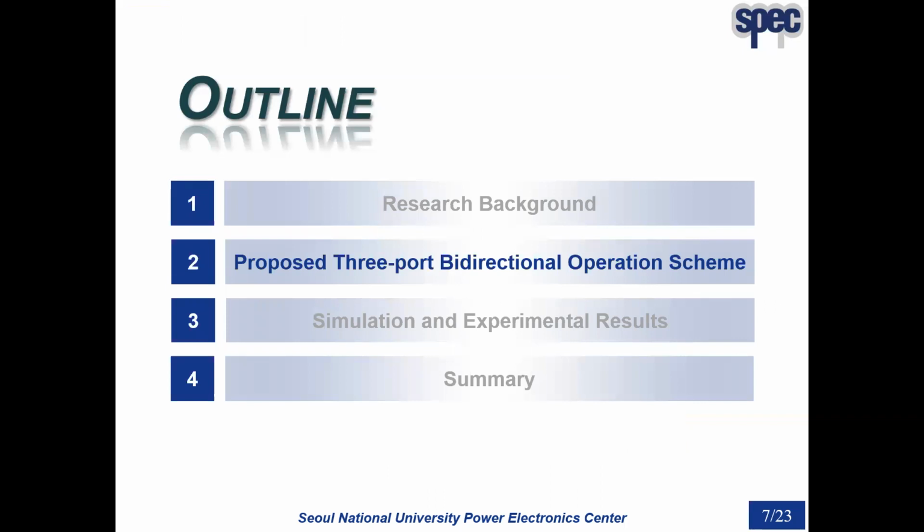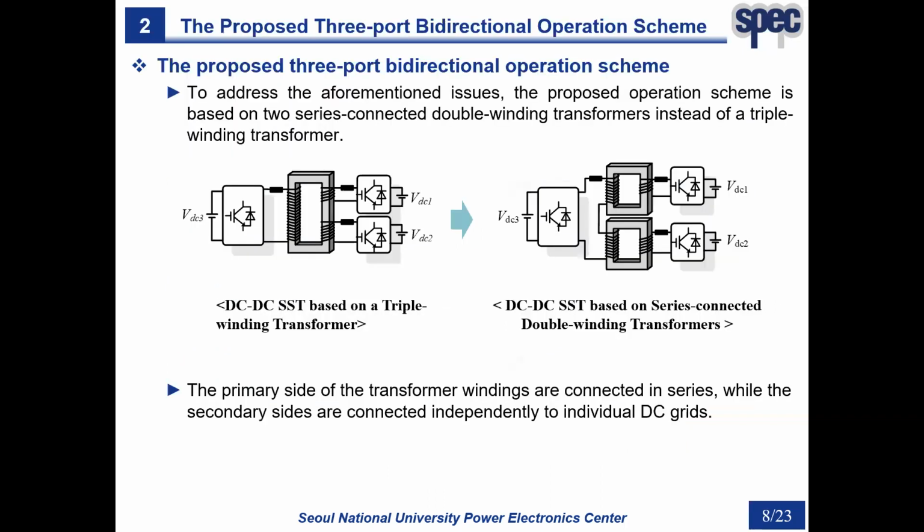So next I'm going to introduce a 3-port bidirectional operation scheme. To address the aforementioned issues, the proposed operation scheme is based on 2 series connected double-winding transformers as shown in the right figure, instead of a triple-winding transformer. The primary side of the transformer windings are connected in series, while the secondary sides are connected independently to individual DC grids.